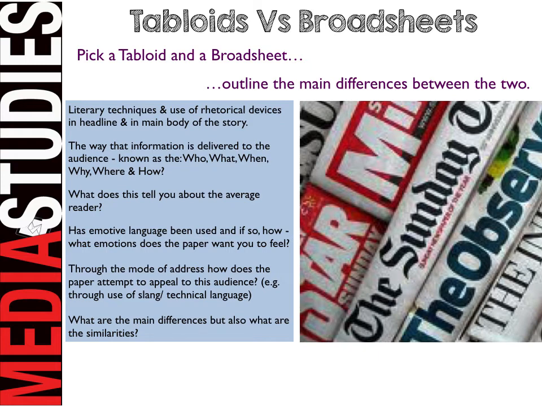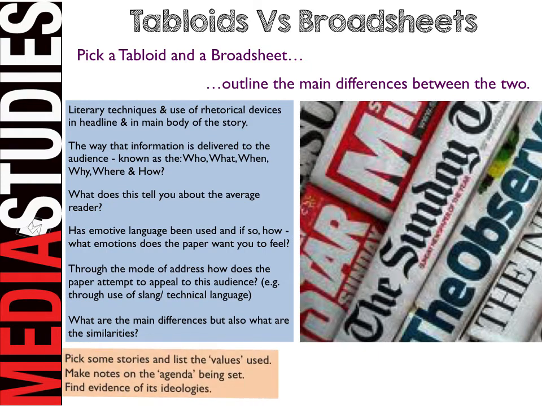Once you've got through those kind of, if you like, stylistic differences, you'll be able to look a bit more at the ideological content and those other appeals, the news values. So pick some stories out from each of your papers, the tabloid and the broadsheet. Think about what those stories are about and why they've been picked, and make notes on the values. List the values that have been chosen for that particular story. Then also make notes on the agenda that's being set. In other words, find evidence for the paper's ideologies.